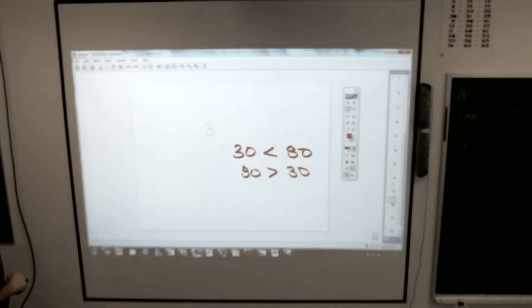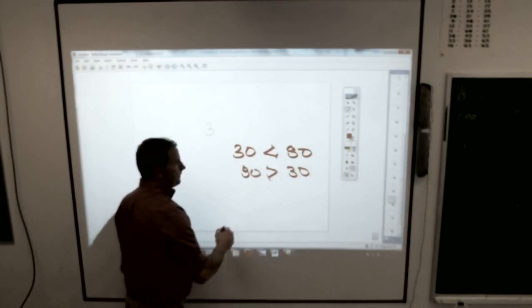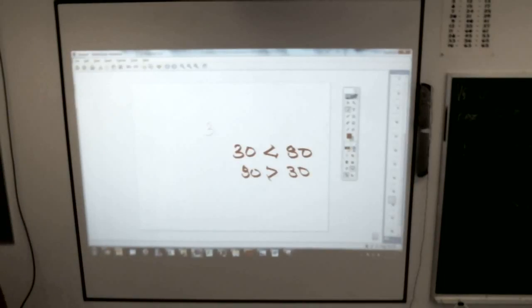But at least I caught myself on that. But that doesn't make sense. The alligator always eats the bigger one, doesn't it? Yep, yes it does. Because he's a hungry guy. I'm a very hungry guy.